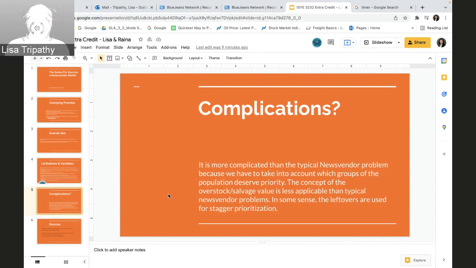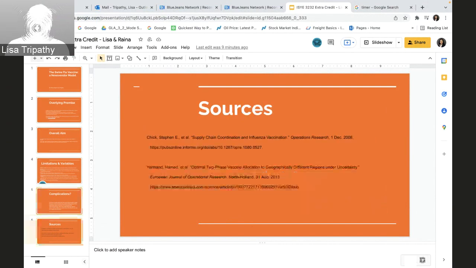priority over everyone else. But with staggering it with the rest of the population, it ends up affecting other groups differently. So they have to keep reusing different concepts of the news vendor problem in order to get the most amount of people vaccinated. And here are our sources.